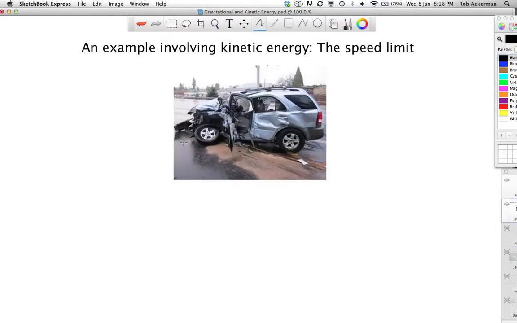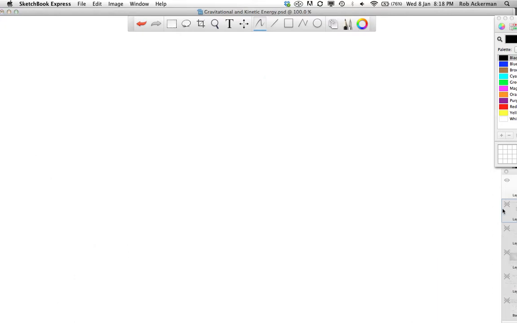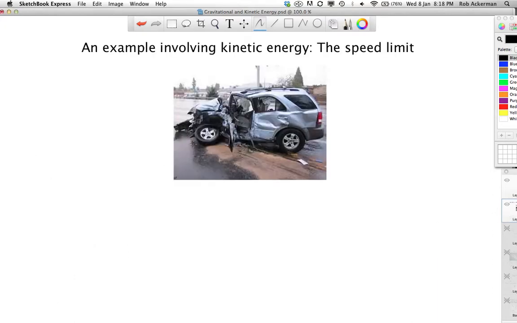An example involving kinetic energy, and this one very serious. I know the first example I showed you here was important for you to know because it's important to know about electricity, but this one is important for your safety. I've shown you a picture again from Google Images of a car that's been in a very bad accident. From a physics standpoint, what has happened to this car? You can see, obviously, a force has been exerted inward on the car. We use the letter F to symbolize that. And it has caused the car to indent.